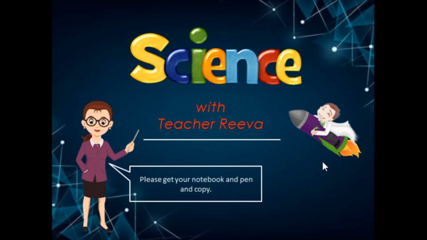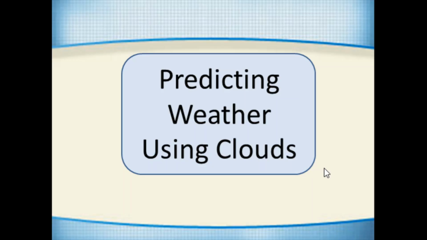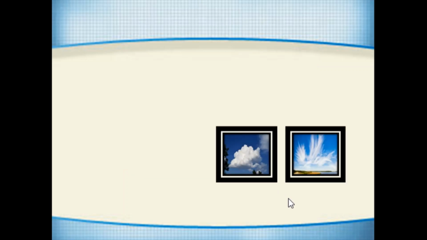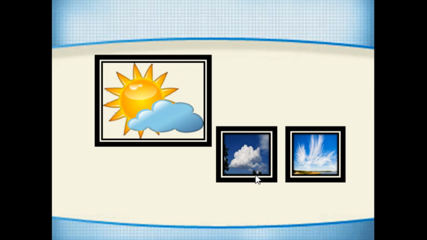And let us begin with a short recap on what we learned last time. Last meeting, we studied and learned about predicting weather using clouds. We predicted weather using the different types of clouds. Now, if you see these two clouds, you would have a sunny day. Again, if you see these two clouds, you would see a sunny day.